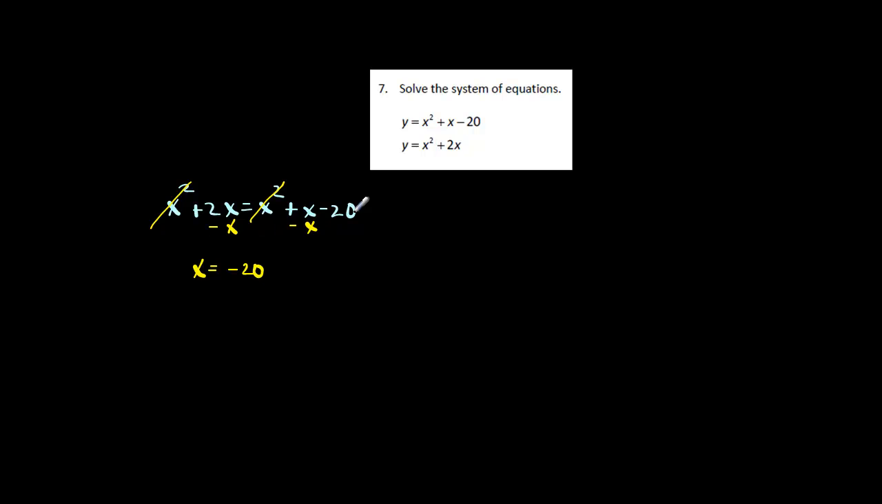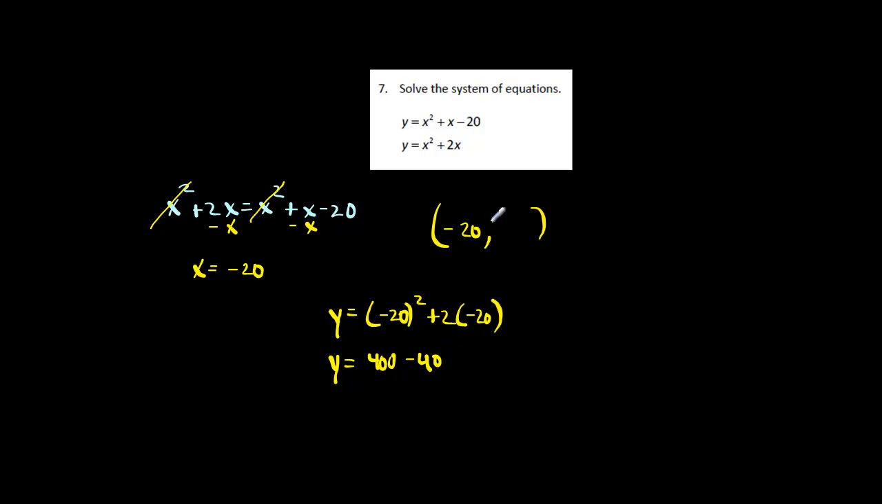So we're not done yet. Remember, we're solving the system of equations. That means we're getting a coordinate. So there's my x coordinate. I need to find out what my y coordinate is now. So if I plug in negative 20 for x, I'm going to have y equals 400 minus 40, which is 360. And that's your coordinate.